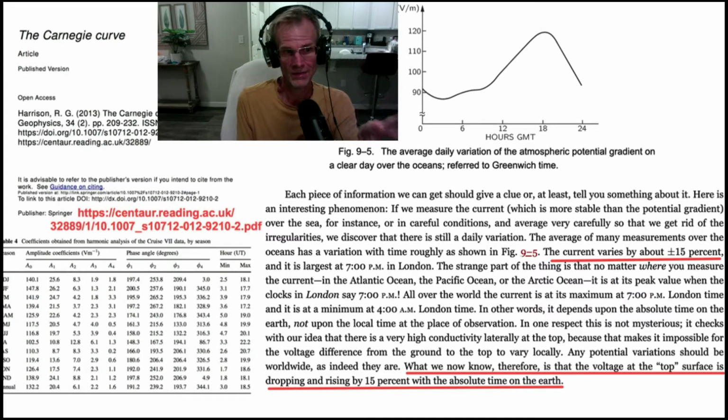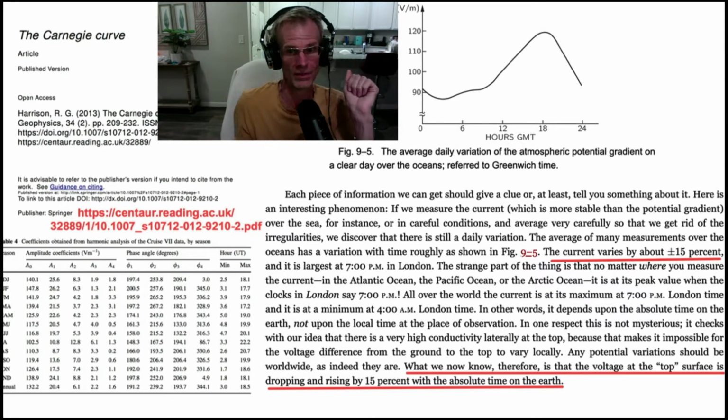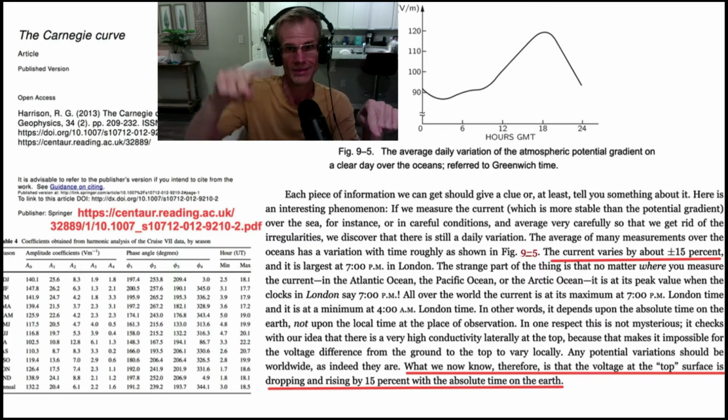In fact, this Carnegie curve is so well known that it is considered a law in atmospheric sciences, a given, because it is true. Anybody who doubts that can look it up. It doesn't matter where in the world you are, the whole global circuit is connected by the upper conducting layers of the atmosphere, so this curve applies to the entire world for any given time of day. It varies at the same rate across the planet because everything's connected. But it varies by 15%.